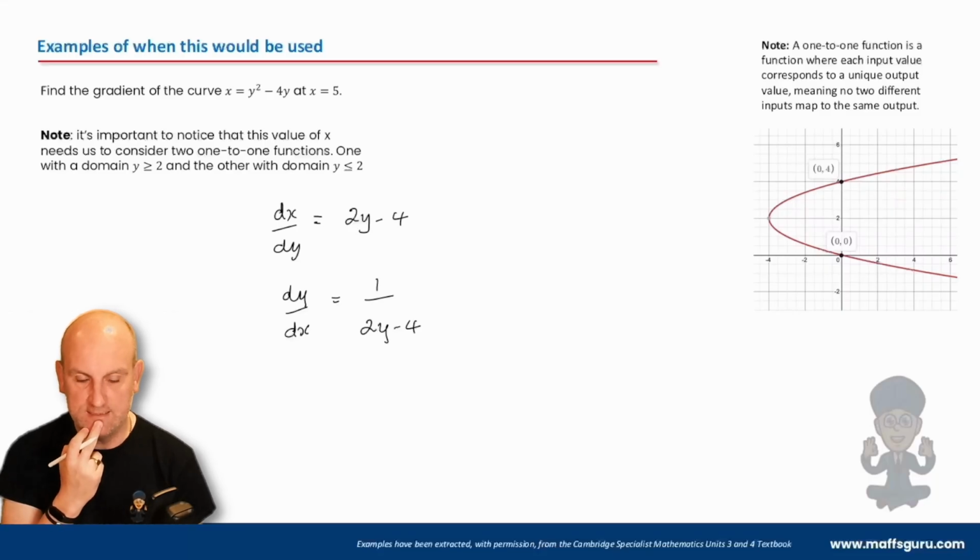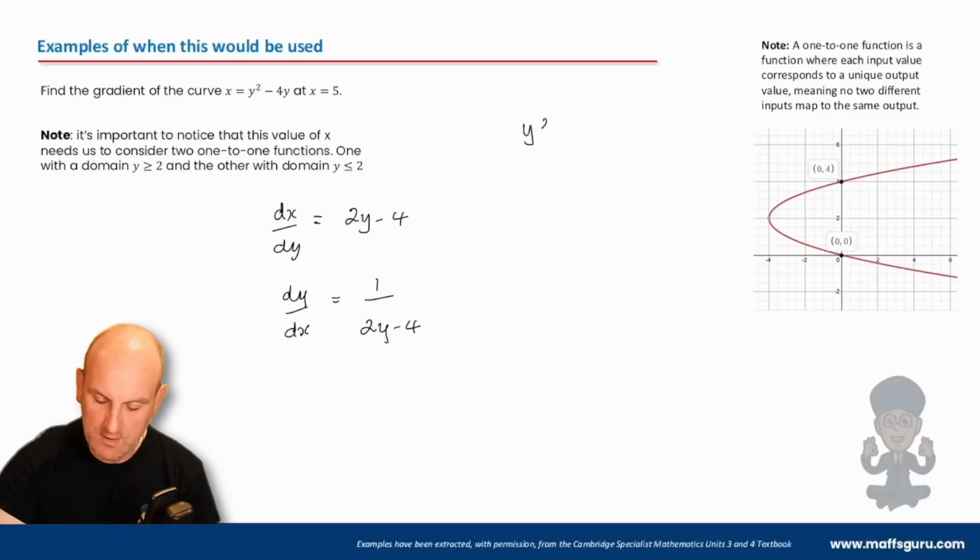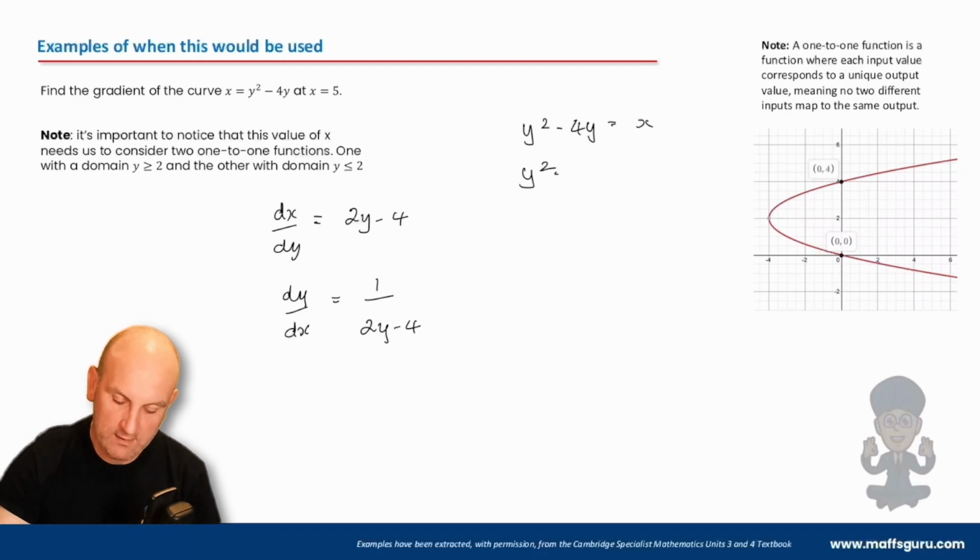Okay, well, I don't have my y values, do I? No, but can I find my y values? Absolutely, because we know that y squared minus 4y is equal to x. My x value is now 5, so I've got y squared minus 4y equals 5. y squared minus 4y minus 5 is equal to 0.